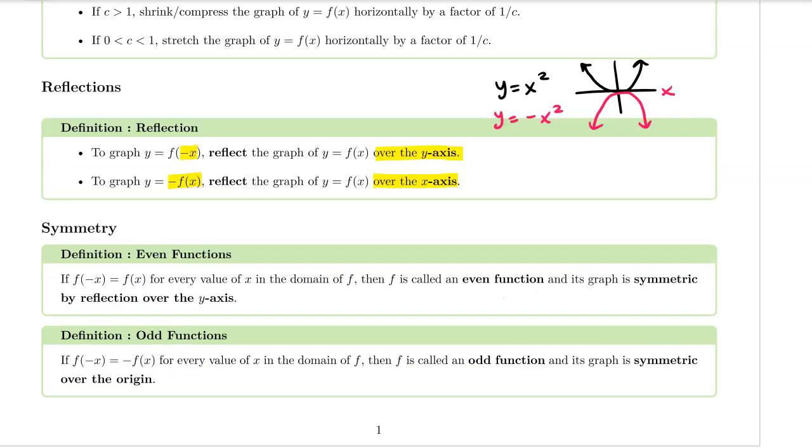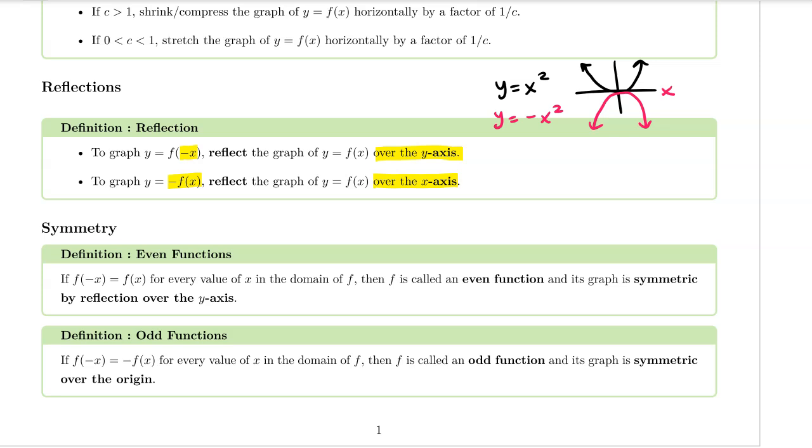And here, lastly, we can talk about symmetry, which is not necessarily a type of transformation, but still comes into play. So an even function is one that if f of -x is equal to f of x for every value of x in the domain of f, then f is called an even function and its graph is symmetric by reflection over the y-axis.